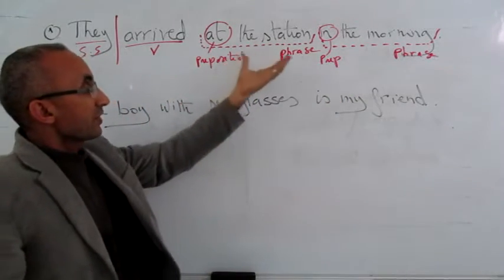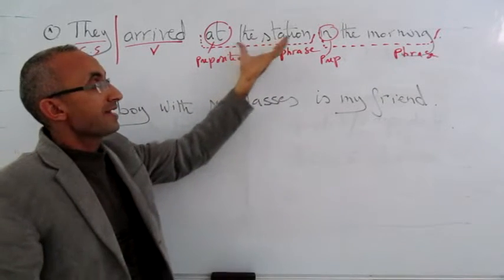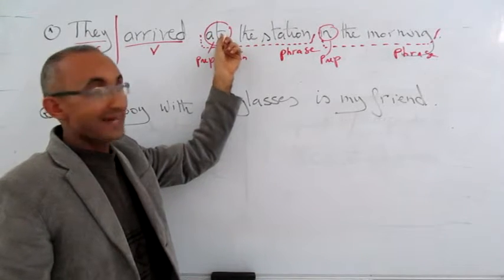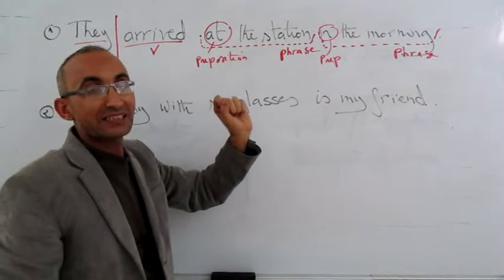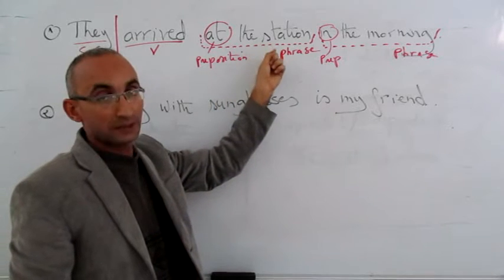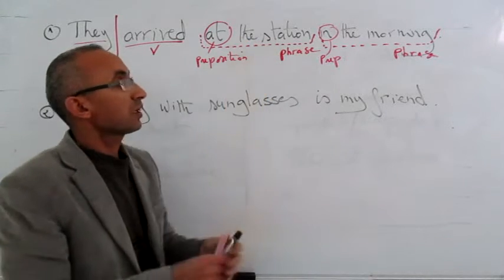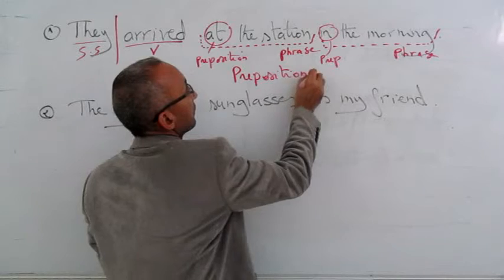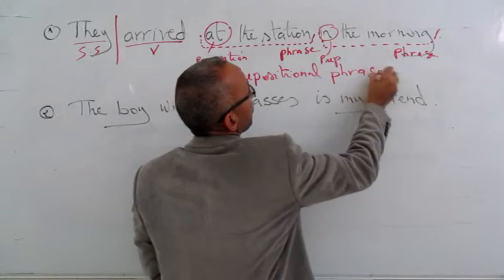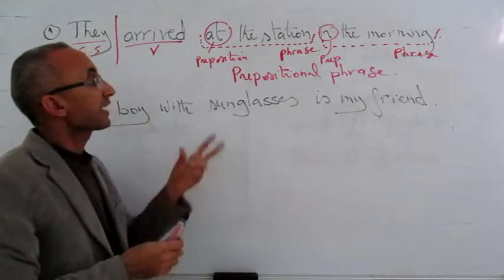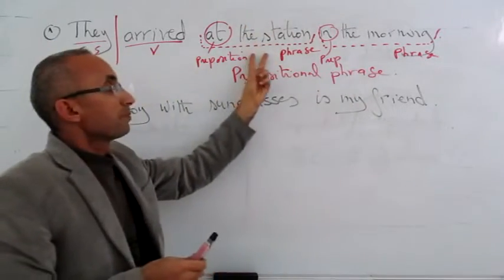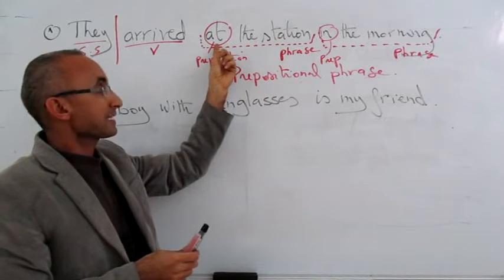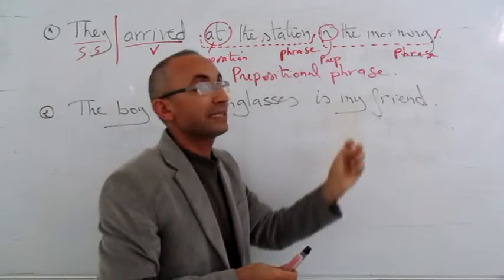Now, these two phrases, as they start with a preposition, they are called and named after the element they start with. That's why this type of phrases which starts with a preposition is called what? A prepositional phrase. Now here in the first example I have two prepositional phrases. One starts with a preposition at and the other with in. Good.